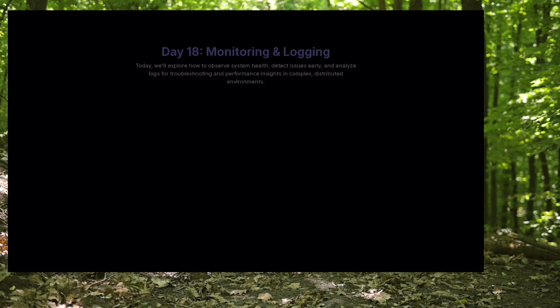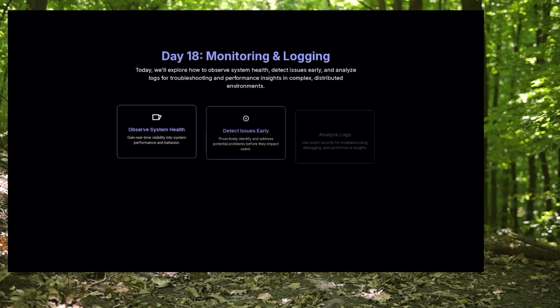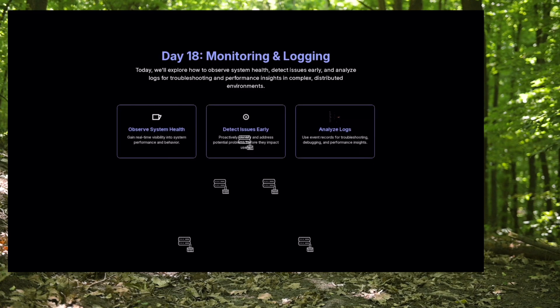Today, we'll explore how to observe system health, detect issues early, and analyze logs for troubleshooting and performance insights in complex, distributed environments. Understanding these practices is crucial for any modern software architect or developer aiming for operational excellence.